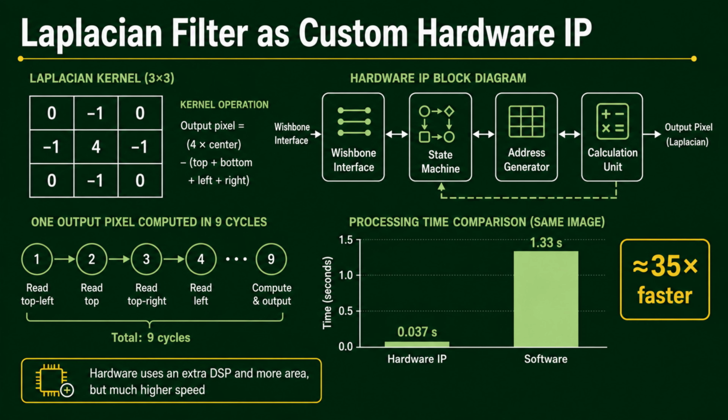After the 9th operation, the final result is written back into RAM through Wishbone. The benefit of dedicated hardware becomes obvious when we compare execution time. The software Laplacian implementation requires approximately 66,649,500 clock cycles and about 1.33 seconds.